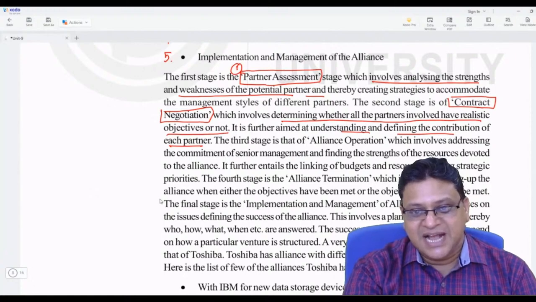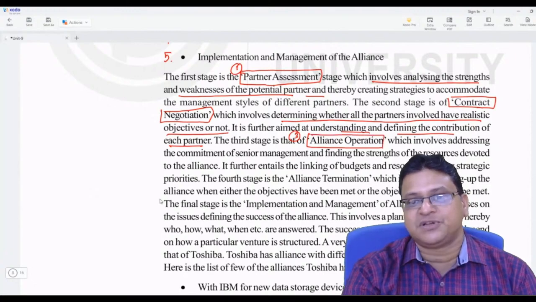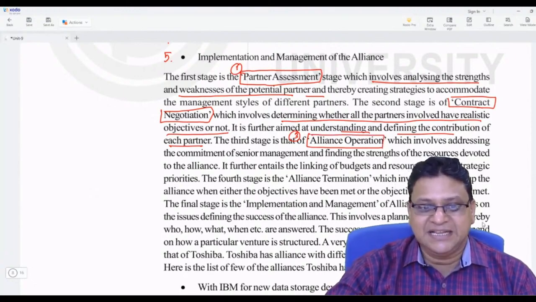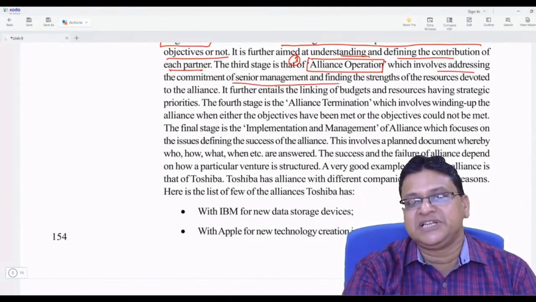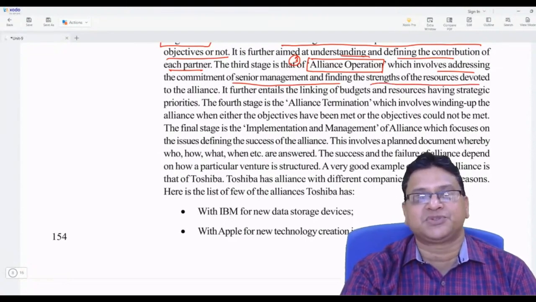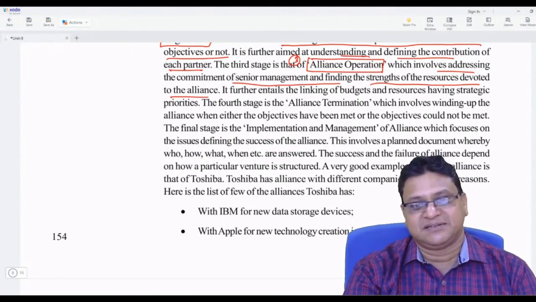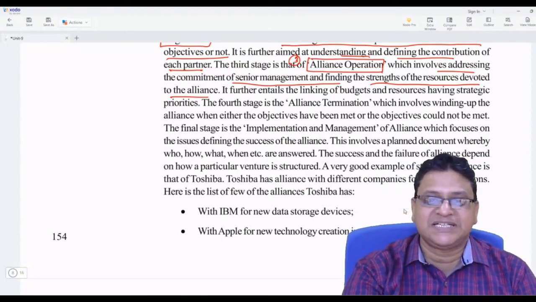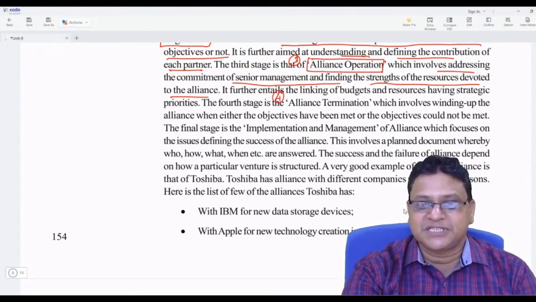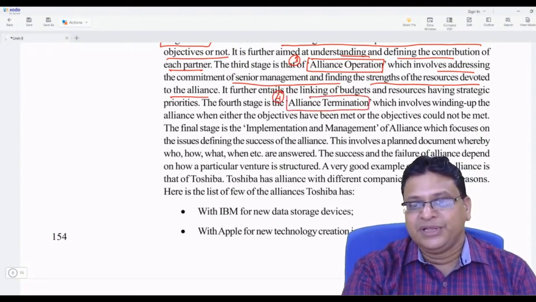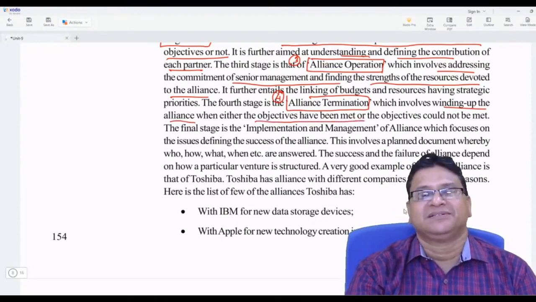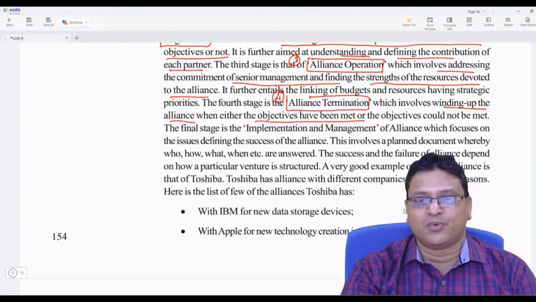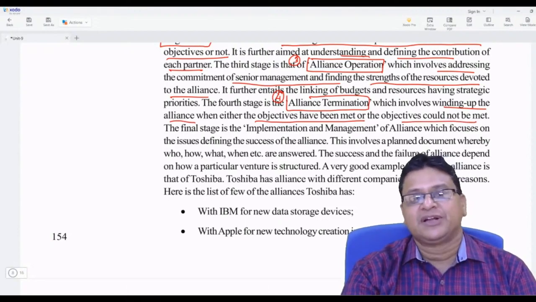Third stage is alliance operation. What does alliance operation mean? It involves addressing the commitment of senior management and finding the strength of resources devoted to the alliance. Fourth stage is alliance termination. Termination means close. It involves winding up of the alliance when the objective has been met or the objective could not be met. The alliance has to be terminated.